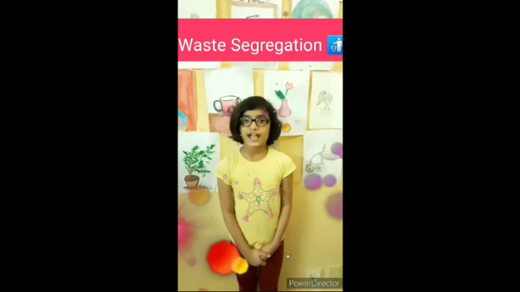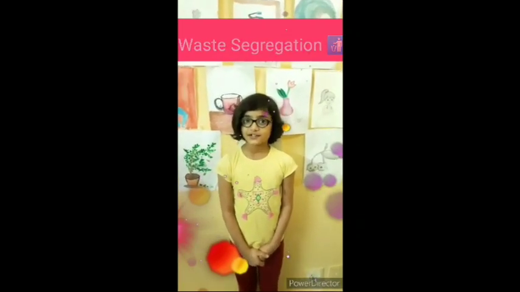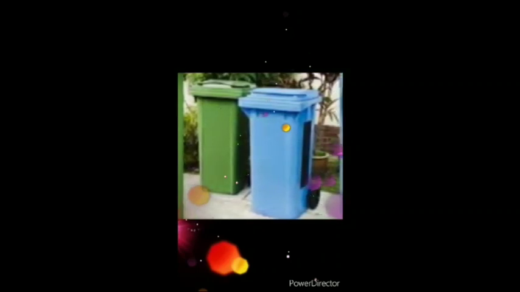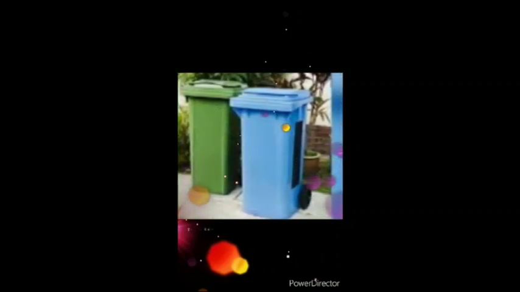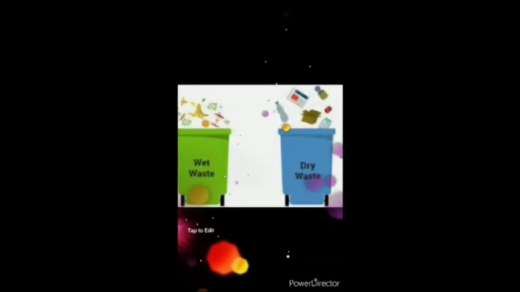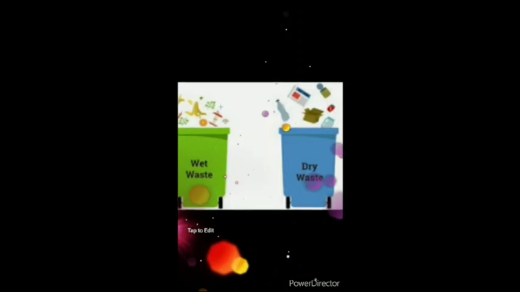Foundation School. Today I will tell you about waste segregation. For this purpose, we usually use two kinds of bins, blue and green. The green one is meant for wet waste and the blue one for the dry waste.